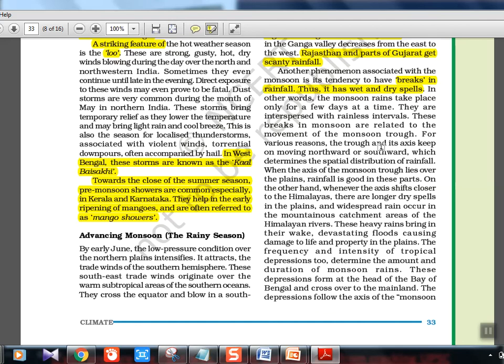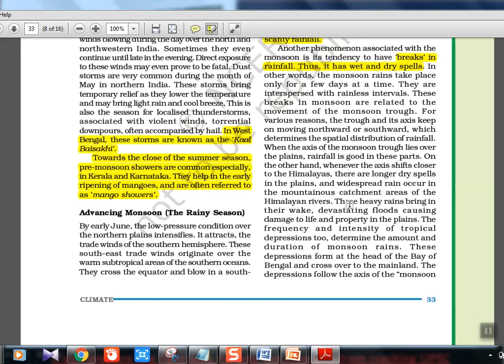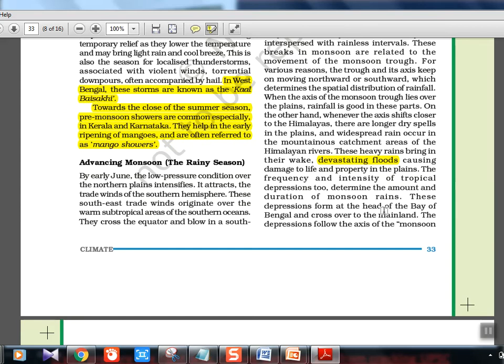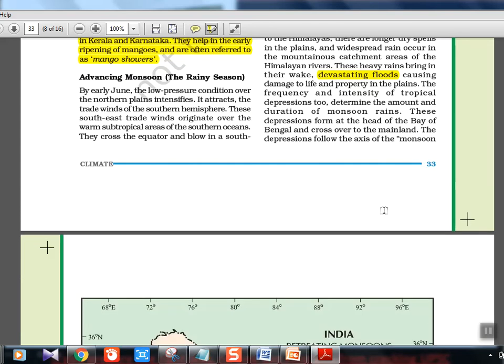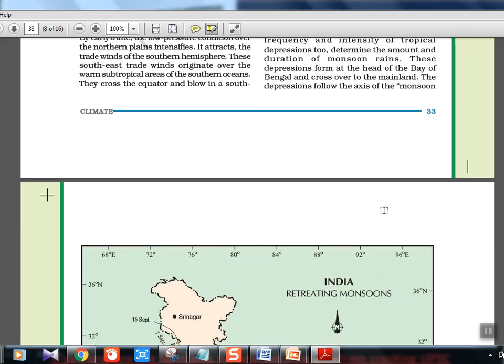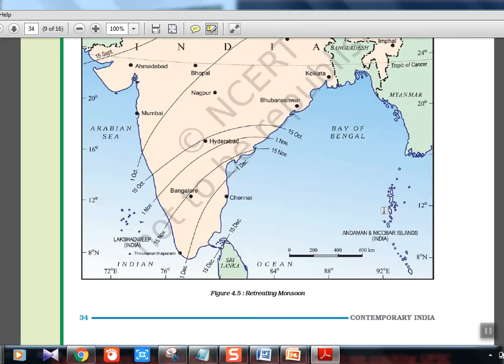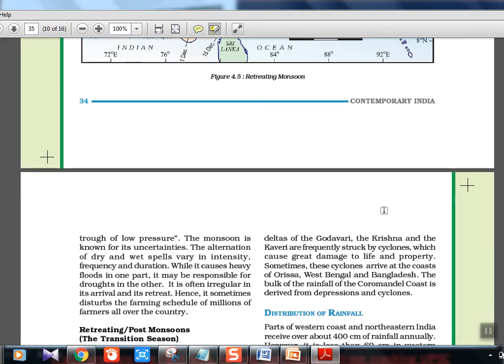Okay, any other information here? For various reasons the trough and its axis keep on moving northward or southward, which determines the spatial distribution, not required. Heavy rainfall brings devastating floods, that is GS3 disaster management. Then depressions from the head of the Bay of Bengal cross over the mainland. Again a lot of unwanted information which is not asked in any exam.